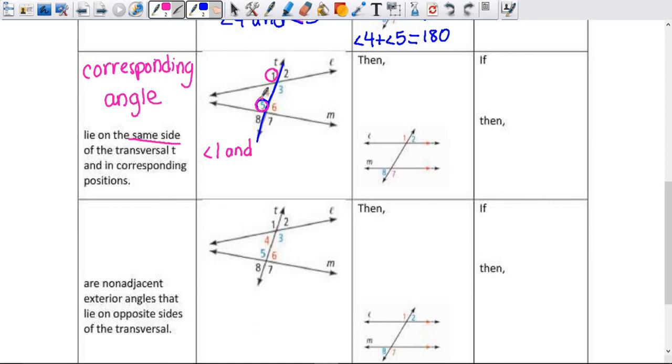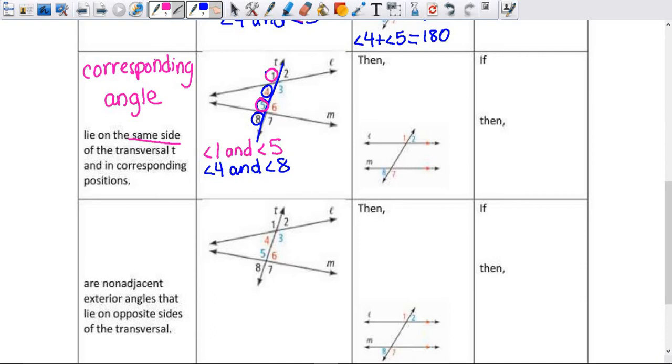So let's do this in pink. All right, 1 and 5 are corresponding. I like to think of it as same seat, different row. So they're both to the left of my transversal, and they're also above the other line. The next set could be 4 and 8. They're both to the left of my transversal, and they're both below the other line.